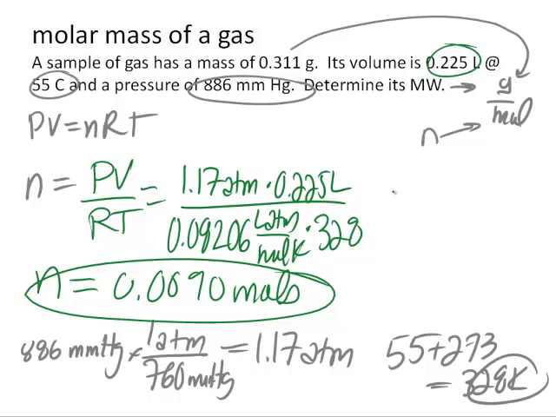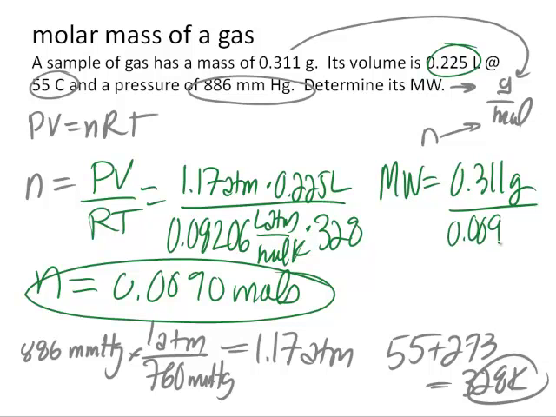Okay, so if we want to figure out the molecular weight of this substance, we're just going to divide 0.311 grams divided by 0.0090 moles, and our molecular weight for this substance is 34.5 grams per mole.